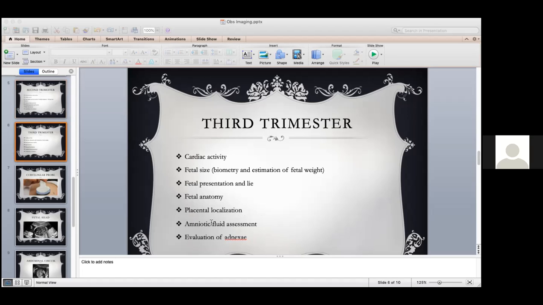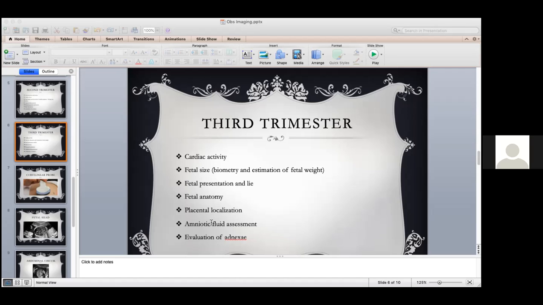Third trimester, well, the most important thing in the third trimester is we want to assess the weight of the baby in preparation for delivery. We will check for fetal cardiac activity throughout all the trimesters. You want to check for viability. You want to assess the fetal size. So we said we use head circumference, abdominal circumference, biparietal diameter, and the femur length to estimate weight.